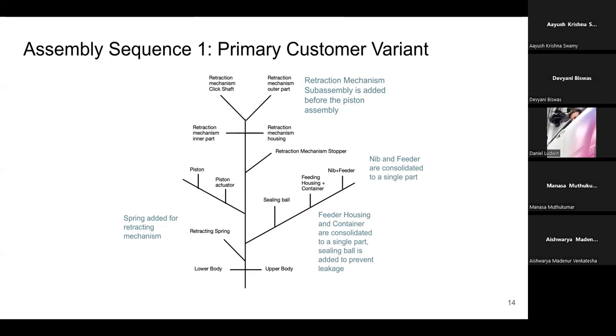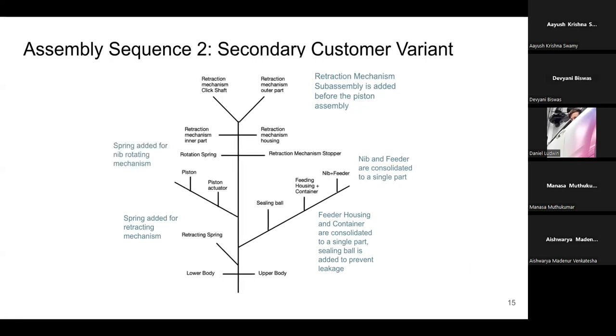The assembly sequence 1 is the better one, so we modified it and we have added the retraction mechanism subassembly before the other parts. The secondary customer variant assembly sequence is similar to the primary one, with the exception of an extra rotation spring that provides functionality for the rotating nib mechanism.